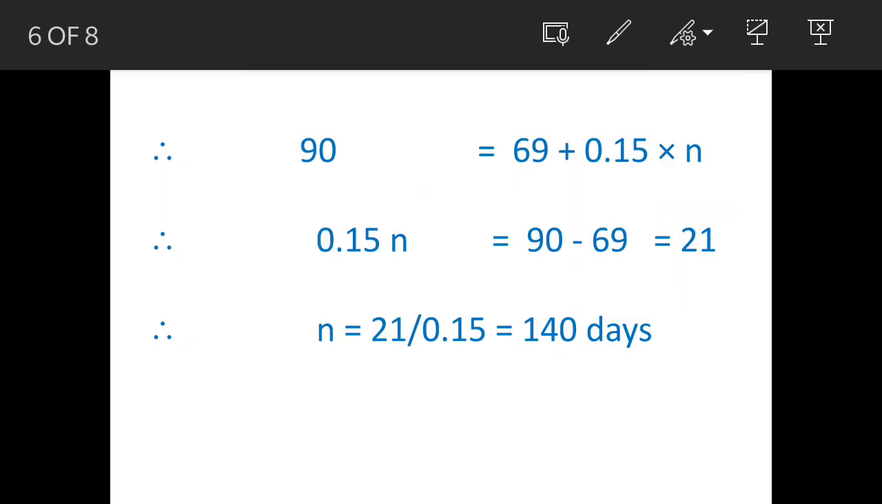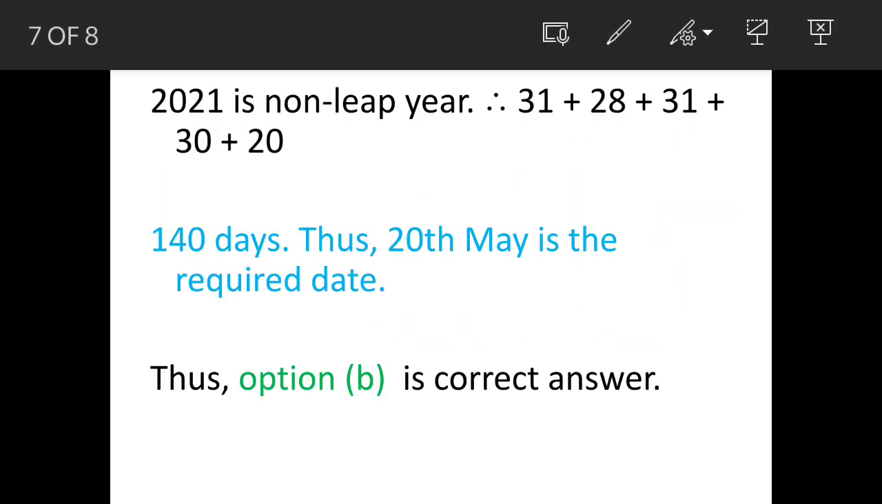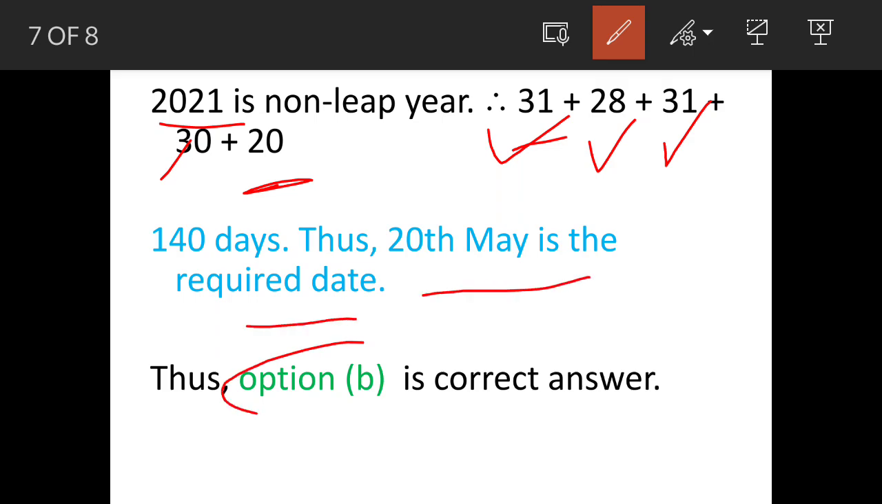So I'll erase the markings. Now the number of days is again very important, because the dates are very close. If you go wrong by one day, your answer will be wrong. 2021 is not a leap year. So we take 31 days in January, because we are starting from 1st January. Sometimes people by mistake leave out 1st January, which will not be correct. In January we take 31 days, February 28 days, March 31 days, April 30 days, and then to complete 140, we have to add 20 days in May. So 20th May is the required date, and option B is the answer.